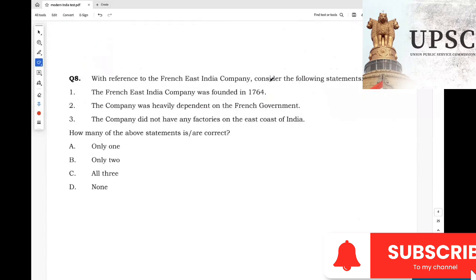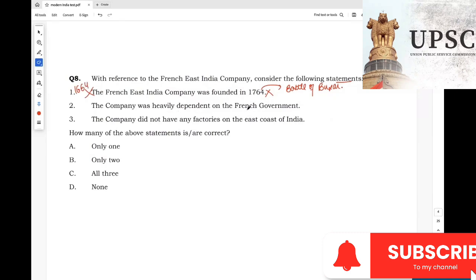French East India Company. Consider the following statement. The French East India Company was founded in 1764. No. Not that late. 1764 was the year, we all know, of the Battle of Buxar. I mean, the same year the battle was fought and the same year the French East India Company was created? No, this statement is wrong. The French East India Company was created in 1664, 100 years before the Battle of Buxar.